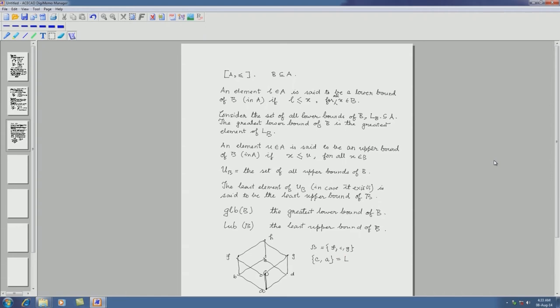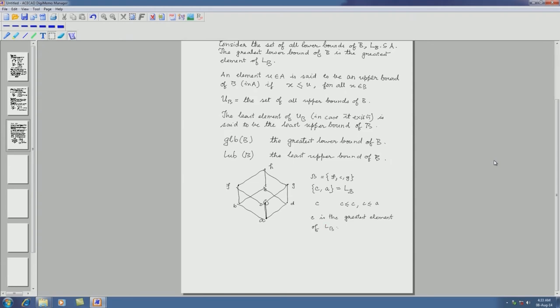So, this is the set LB, the set of lower bounds of B, and among this set we see that we have the element C such that A is less or equal to C. So, C is the greatest element of LB, and so we can write that the greatest lower bound of B is equal to C.